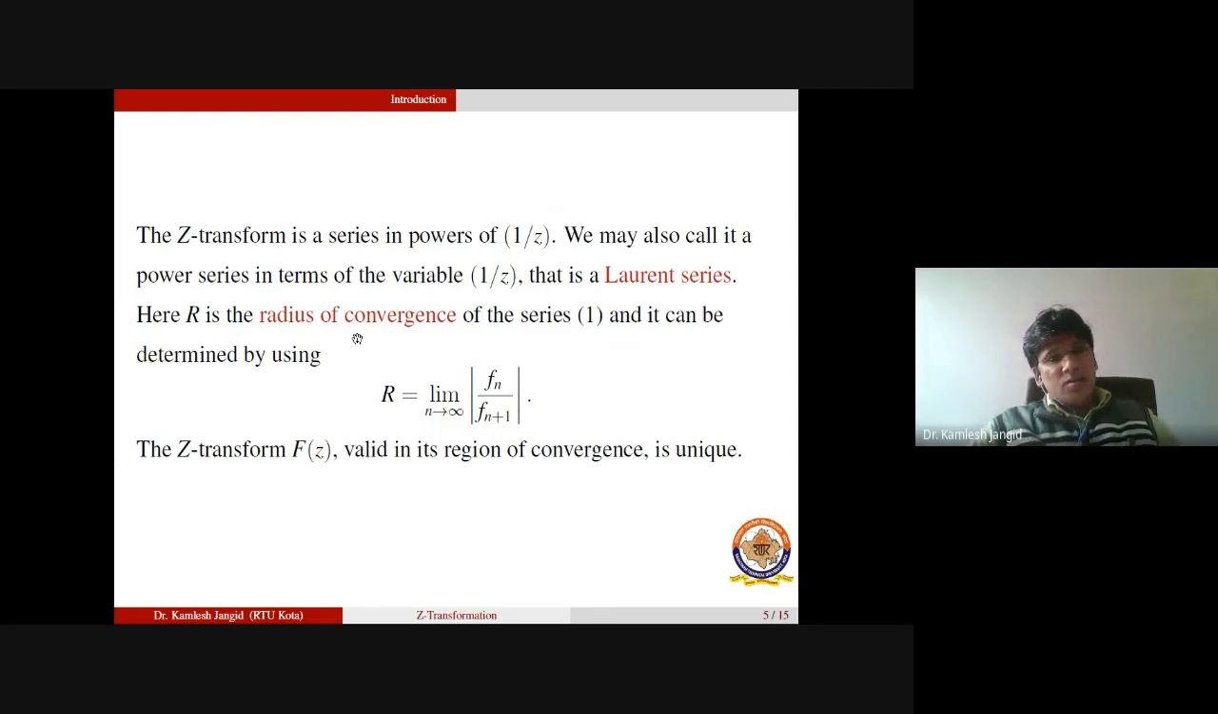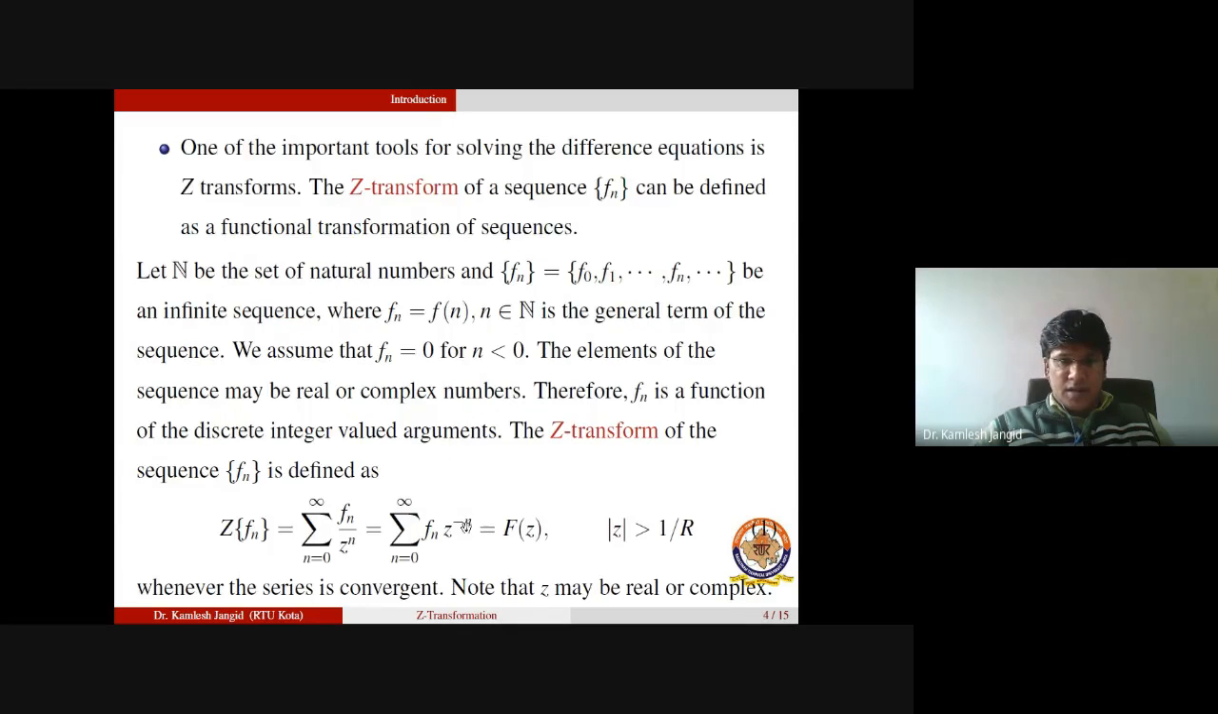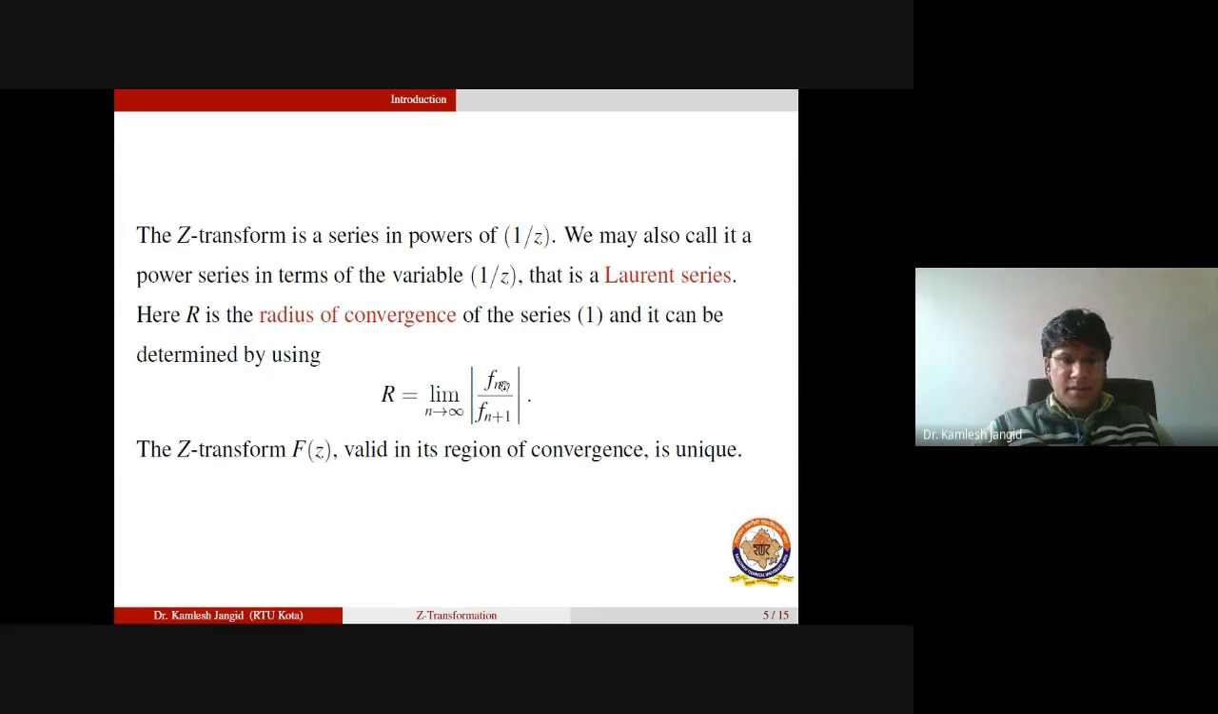Here R is the radius of convergence of the series, and it can be determined by using this relation: R equals limit n approaches infinity mod of Fn upon Fn plus 1, where Fn is the coefficient of z to the power minus n. It means the general term of the sequence Fn. If you are given the general term of the sequence, then you can find the radius of convergence of the Z transformation. The Z transformation F(z) is valid in the region of convergence, and which is unique.